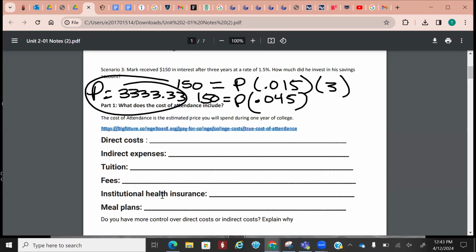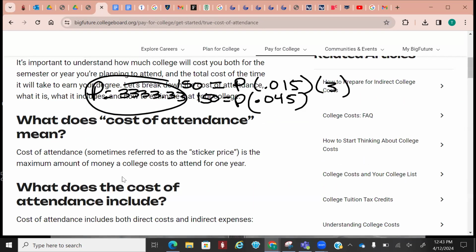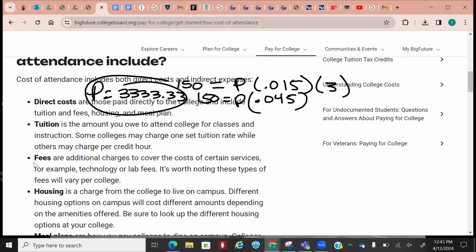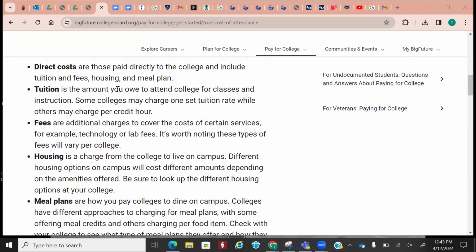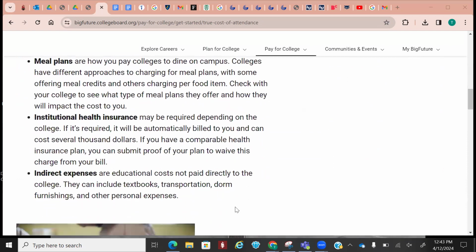Now, some places require you to actually do these things, and then some places don't. So for instance, on here, what is the cost of attendance? Direct costs are those paid directly to the college. Tuition is the amount you owe to the college. Fees are additional charges. Housing is a charge from the college to live on campus. Meal plans are how you pay to dine on campus. Health insurance. Indirect expenses include educational costs not paid directly to the college. So this will be textbooks, transportation, etc.